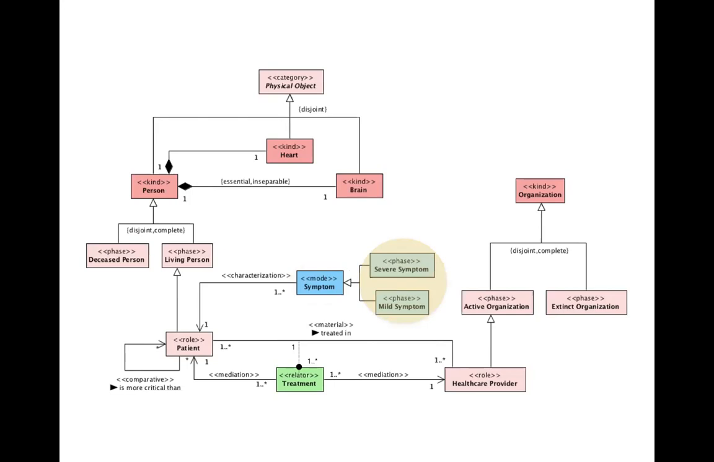So, phases of the symptom, but you know, my dengue fever can become a hemorrhagic fever. And being a hemorrhagic fever is contingent for the dengue fever, but being a fever is essential for the fever. So the fever can be asymptomatic, but it's still the same fever.